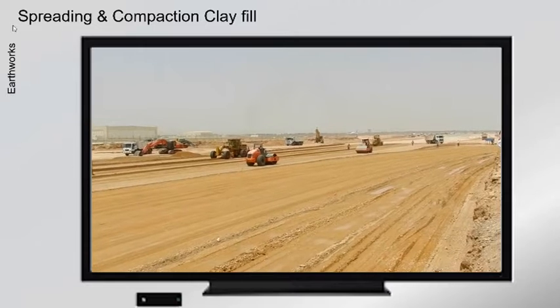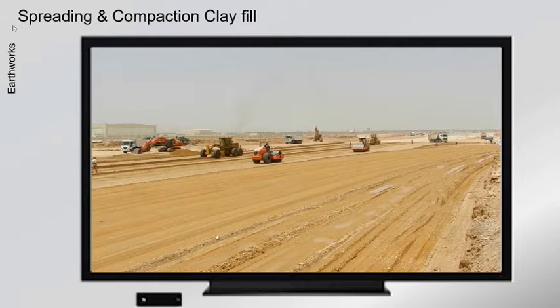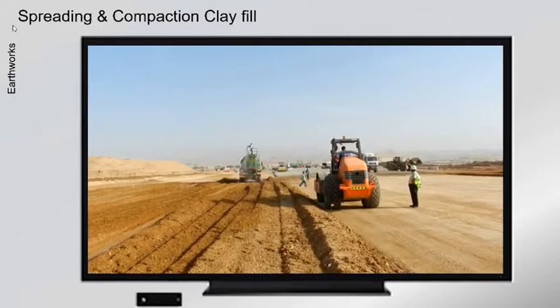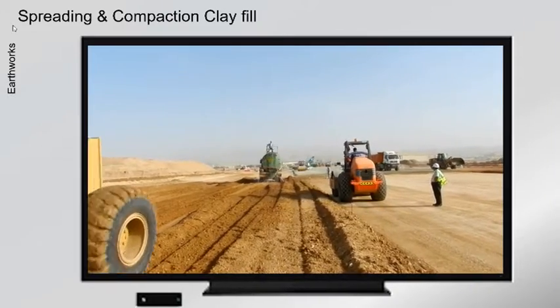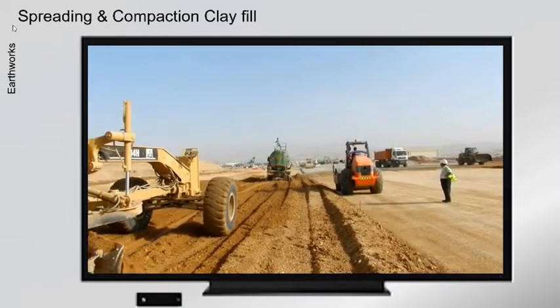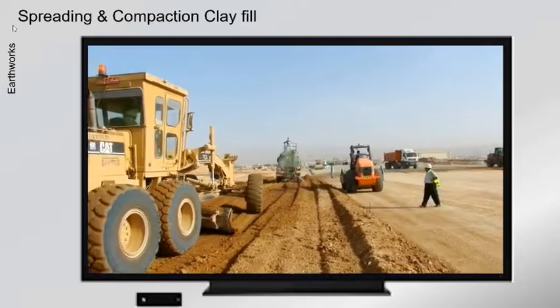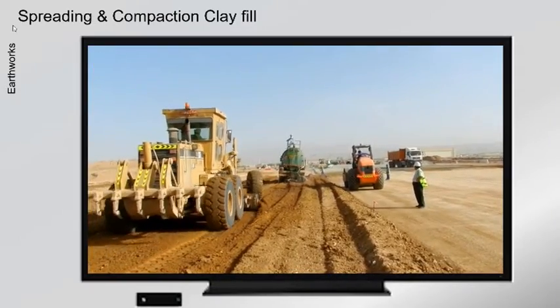Earthworks. Muck shifting is the process of moving large quantities of soil and rock. Earthworks include excavations, trenching, haulage, backfilling, filling and compaction.